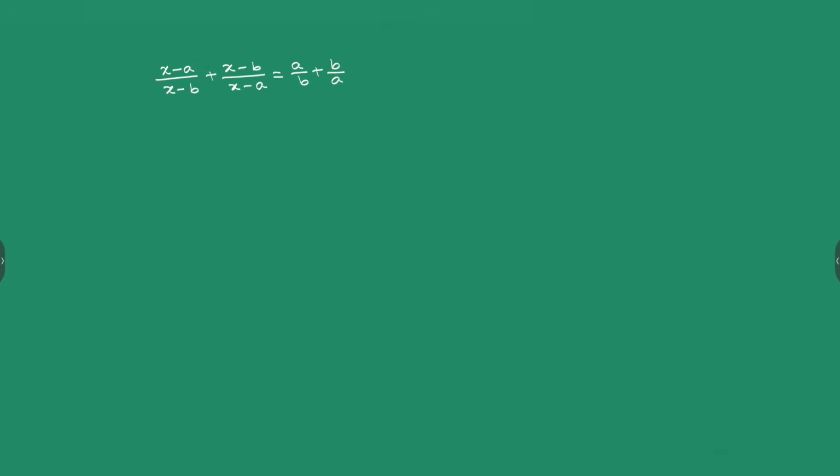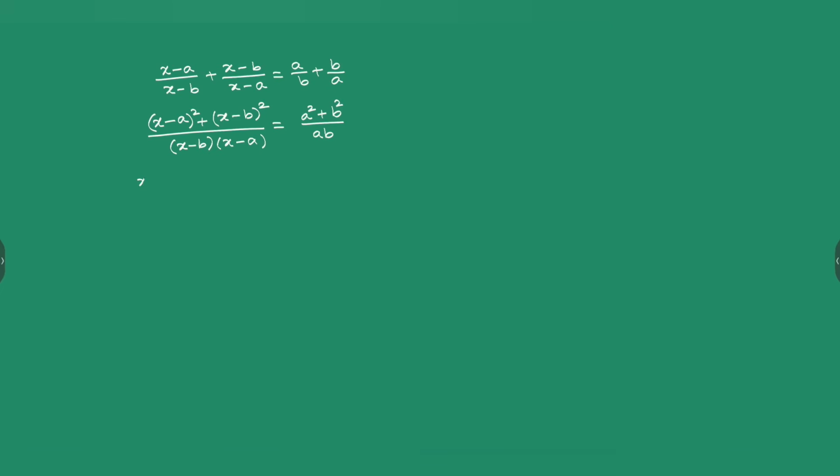Let's solve this problem. So here we should take LCM first. Then after taking LCM it becomes x minus a into x minus a whole square plus, here these two will be multiplied, x minus b into x minus b whole square, by in the denominator x minus b into x minus a is equal to, this side also we will take LCM, a into a square plus b into b square by a into b.